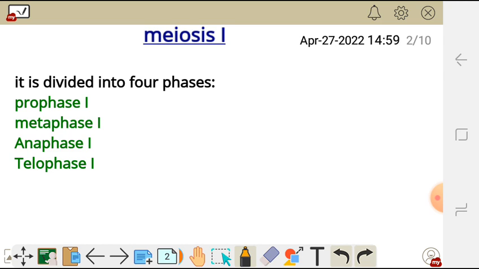In my previous video, I said meiosis 1 is divided into 4 phases, which are prophase 1, metaphase 1, anaphase 1, and telophase 1. And we went further to discuss what prophase 1 is and the 5 stages of prophase 1. So now in this video, I'm going to explain what happens under metaphase 1, anaphase 1, and telophase 1. So let's start by looking at metaphase 1, then from there, we're going to look at anaphase 1, lastly telophase 1.